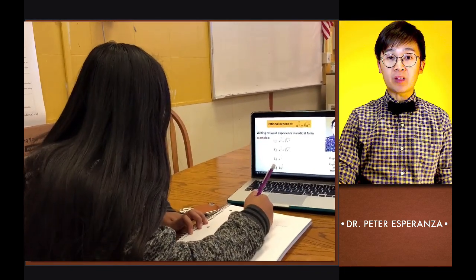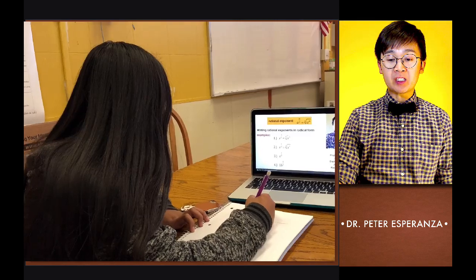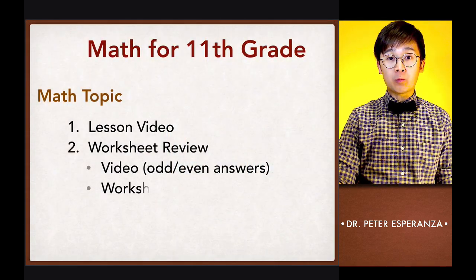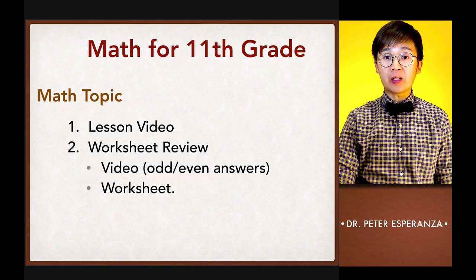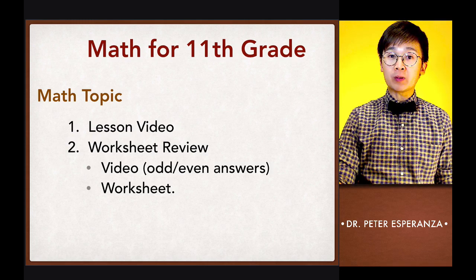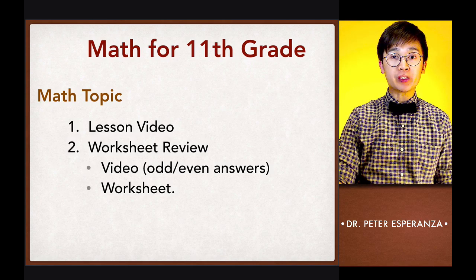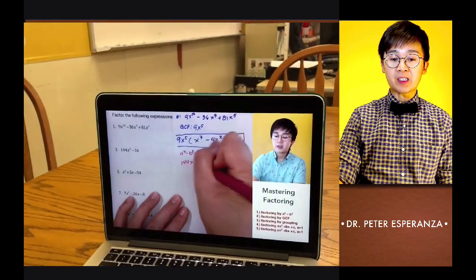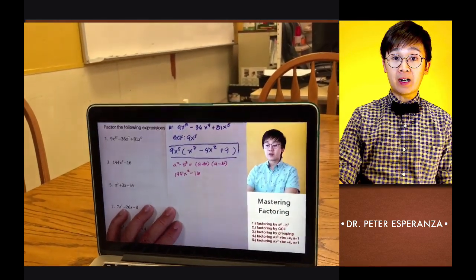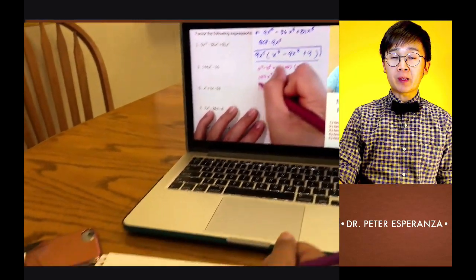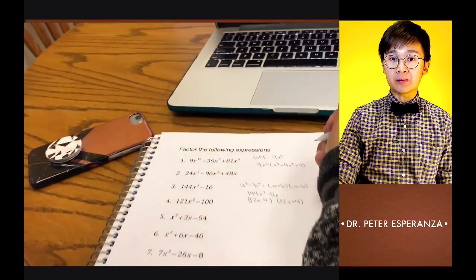In the worksheet review, there will be 2 sections. It will be my video, which shows you how to answer the problems that I will be including in your worksheet. Most of the videos in the first 3 units are divided into odd numbers and even numbers. I have divided the video worksheet into 2 sections, the odd numbers and the even numbers, and this will help you become independent in answering some of the math problems that you will encounter in my worksheet.